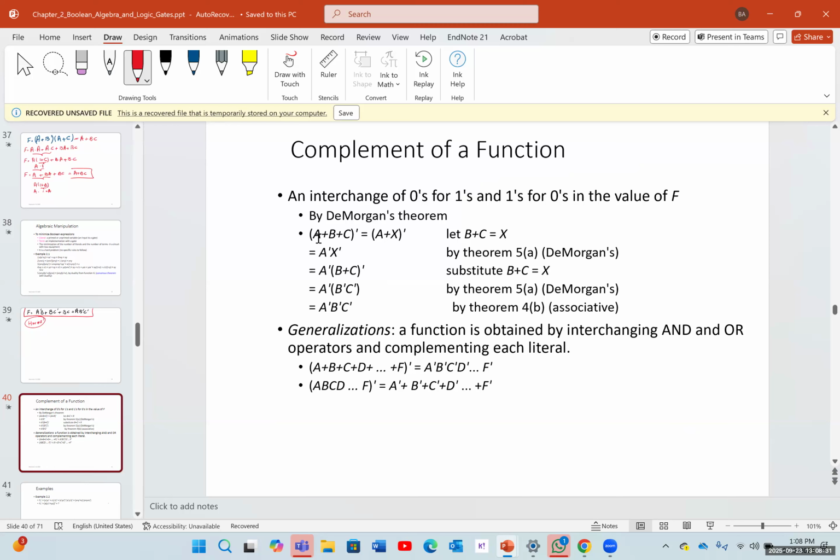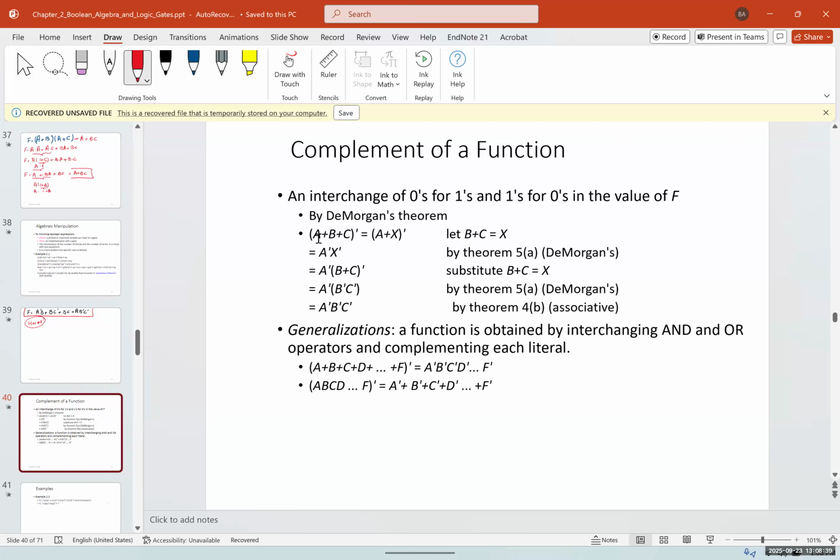we can replace b plus c with x. And using De Morgan's theorem, (a plus x) prime is equal to a prime x prime. Again, we will substitute x by b plus c. So we have a prime and with (b plus c) prime. Again, (b plus c) prime is equal to b prime c prime.